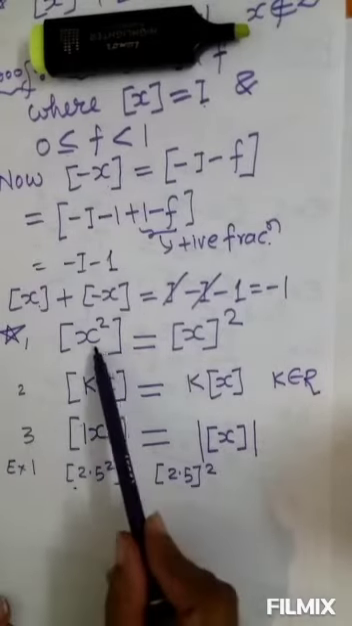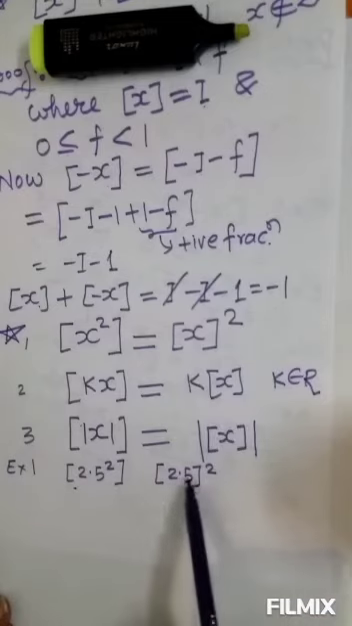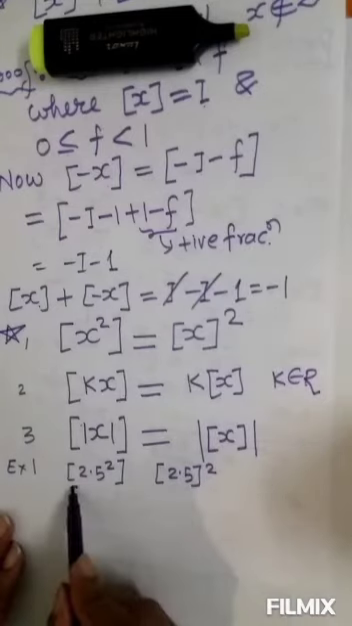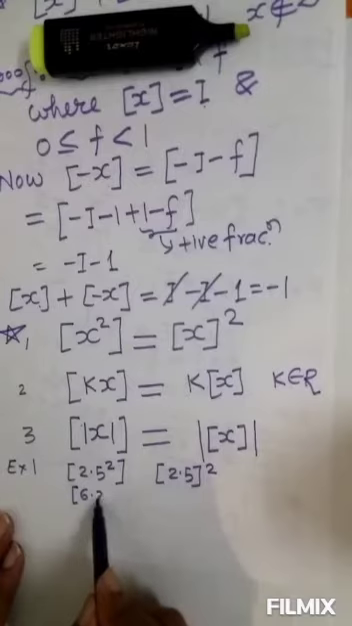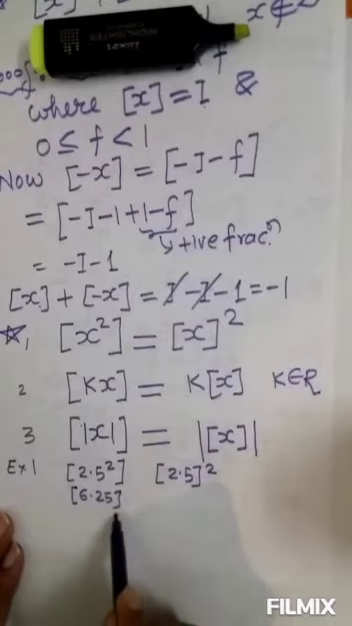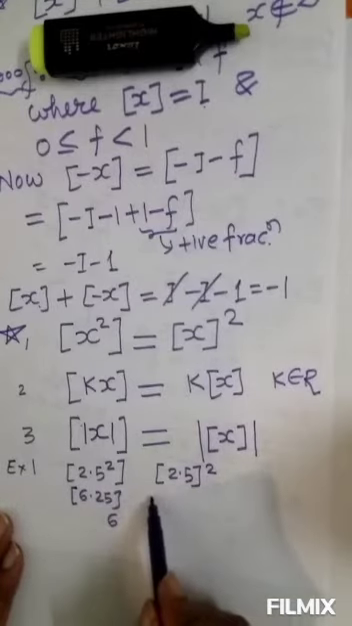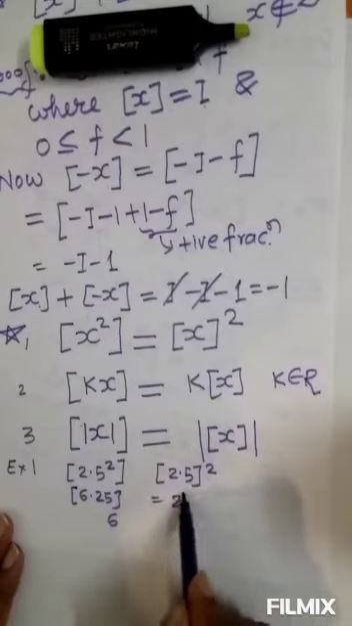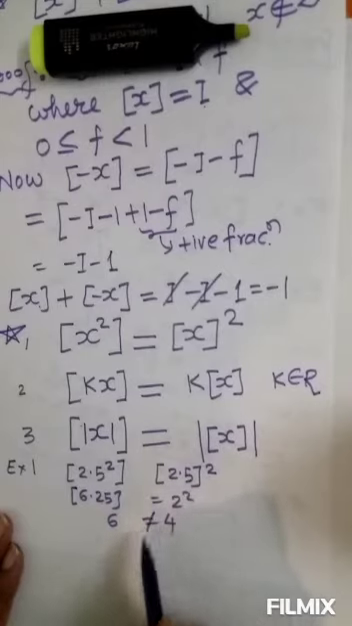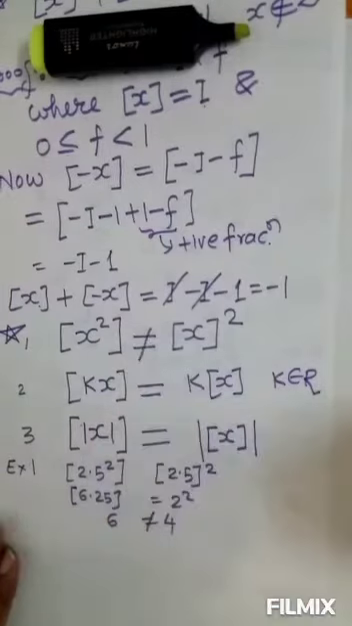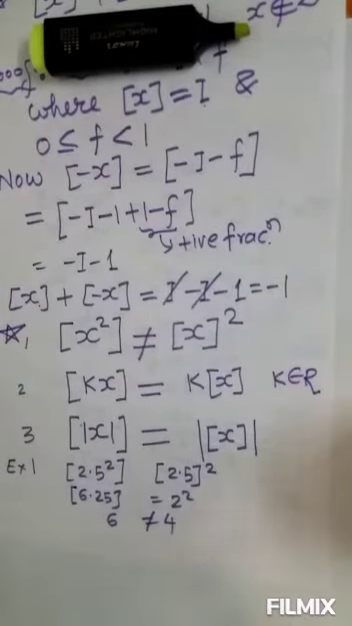Let's consider for this first one 2.5 square, which is 6.25. Greatest integer is 6. 2.5 greatest integer is 2. 2 square is 4. As you can see, they are not equal. They are not equal in general. Maybe in some specific case they may be equal, like if x is an integer or something. But otherwise they are not equal.